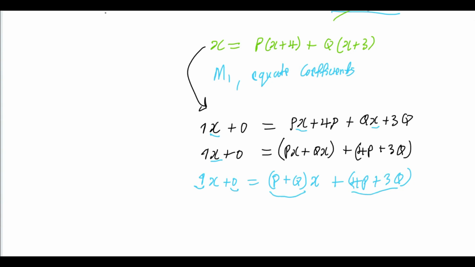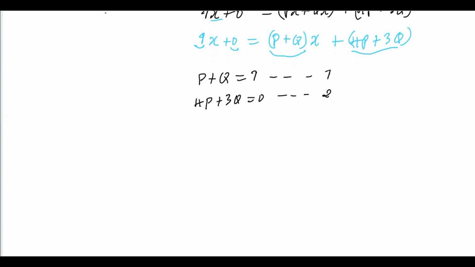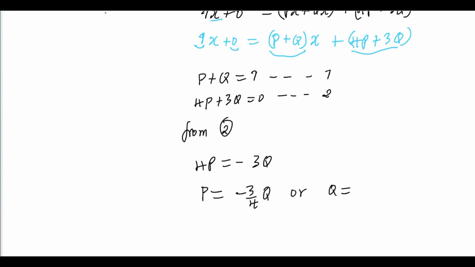Now, once you do that, p plus q will simply be 1. That's your equation 1. And 4p plus 3q should be equal to 0. This is your equation 2. Now, to get your value, from equation 2, what do you notice? That 4p should be minus 3q, and p will simply be minus 3 on 4q, or q should be minus 4 on 3p.